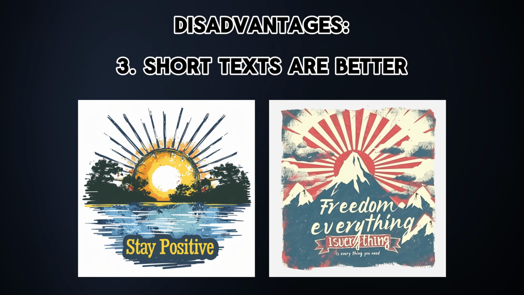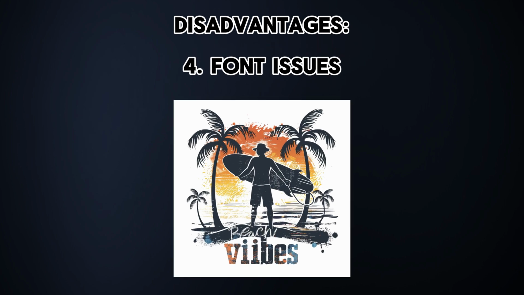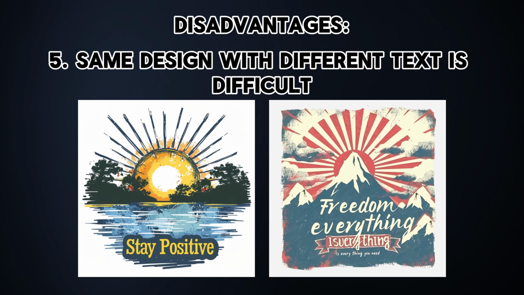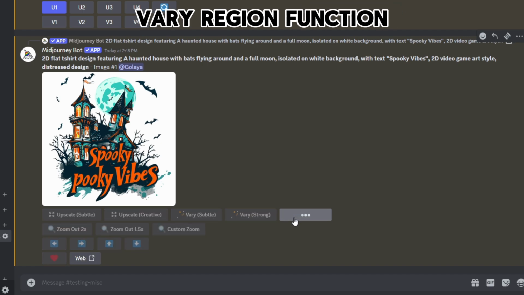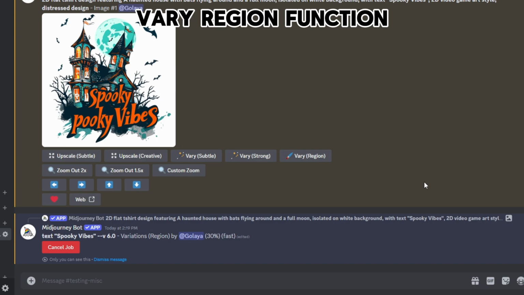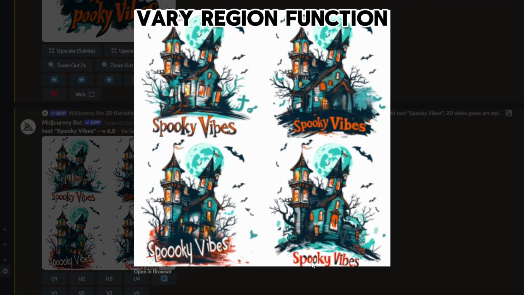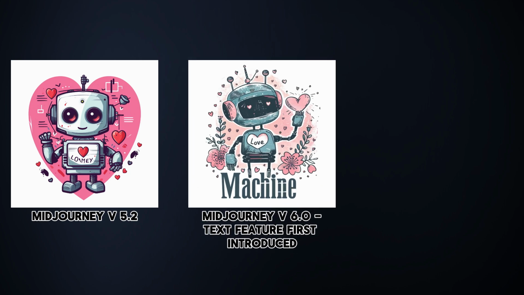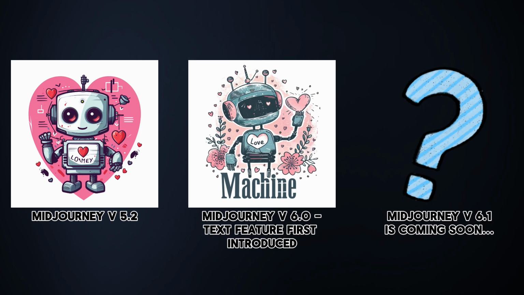It's better to use short text, which limits your creativity. The fonts are not always nice, and there's a lack of control over the fonts. It's very challenging to use the same design with different text of the same style. There's still a partial solution in Midjourney. Use the Vary Region function on the text area to correct mistakes, change text, or change the font. We can expect much better results with each new version, as the Midjourney team is constantly developing the text feature.